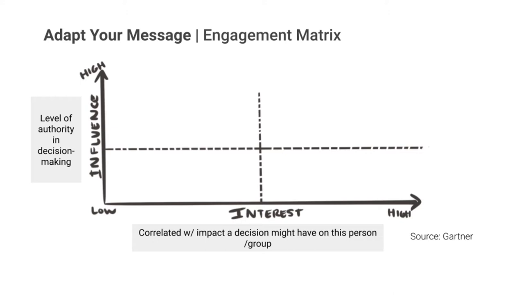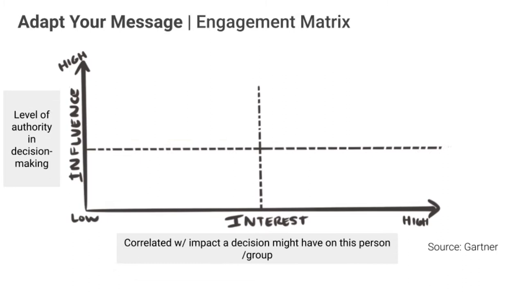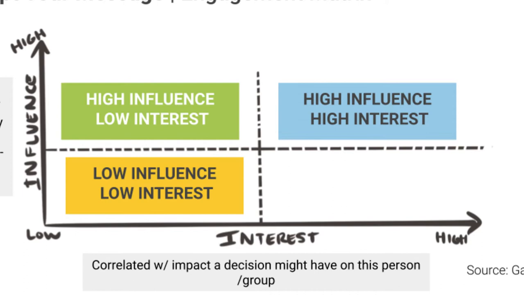So at Education Elements, we like to use what we call the stakeholder engagement matrix, this 2x2, which helps us better differentiate who we might be talking to in our community and really making this a human-centered experience. The four different categories that we like to look at in this matrix are high influence, low interest; high influence, high interest; low influence, low interest; and low influence, high interest.